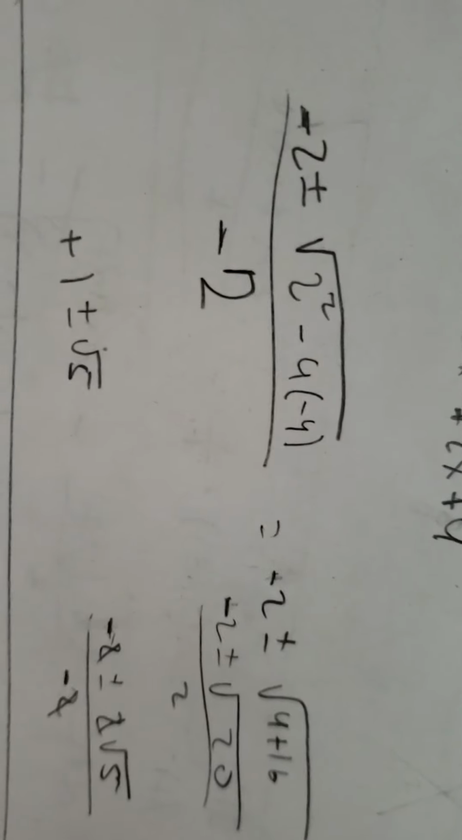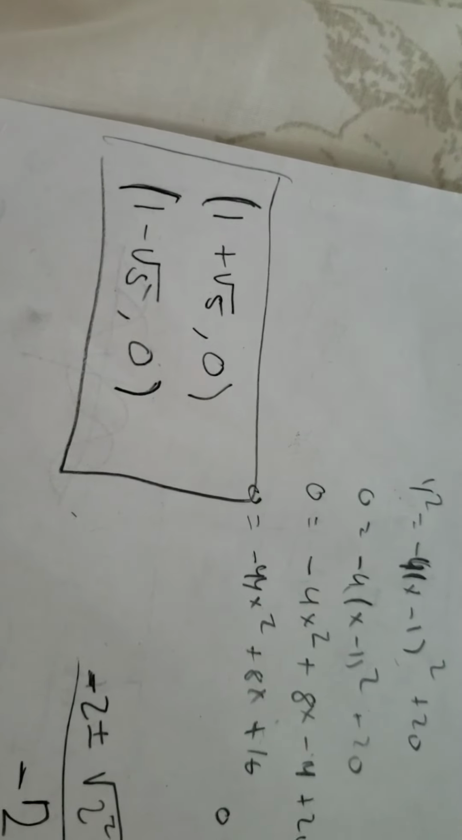Hooray. And then the points at which that is 1 plus square root of 5 comma 0 and 1 minus square root of 5 comma 0. Boom.